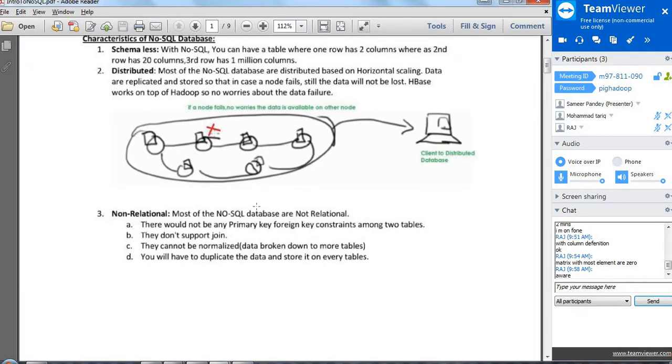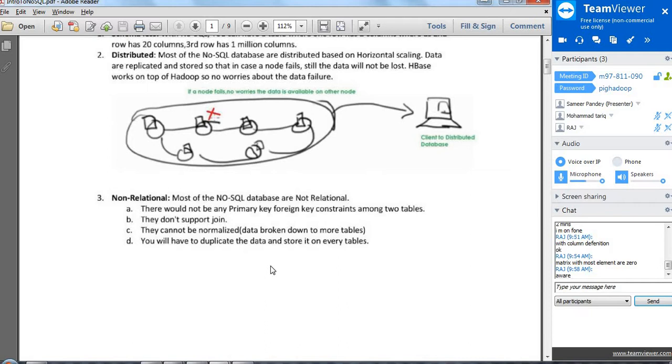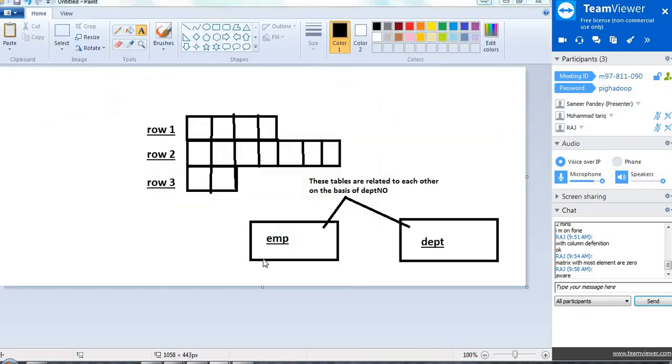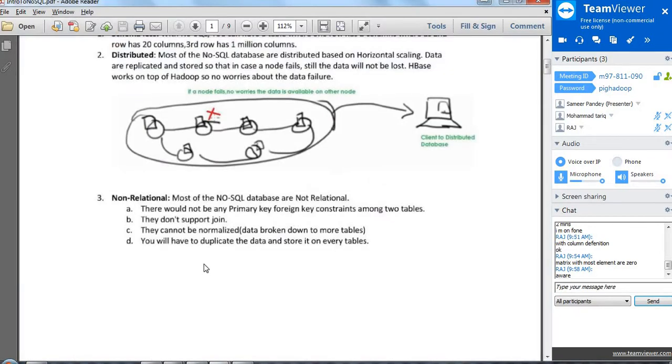I will tell you. They cannot be normalized. What is the meaning of normalized? What is the meaning of normalization? I will tell you, just give me 5 minutes. In the upcoming discussion I'm going to tell you about everything, and that will give you a good concept of why we are not in need of join, what the use of normalization is, and why we are not using it.